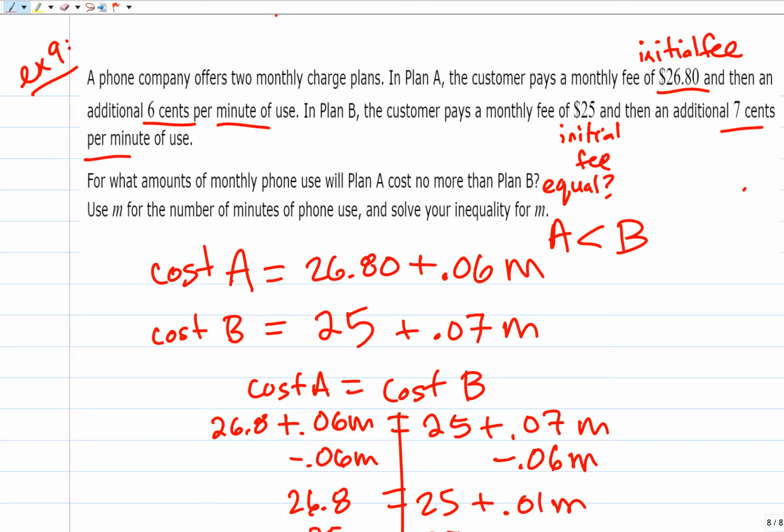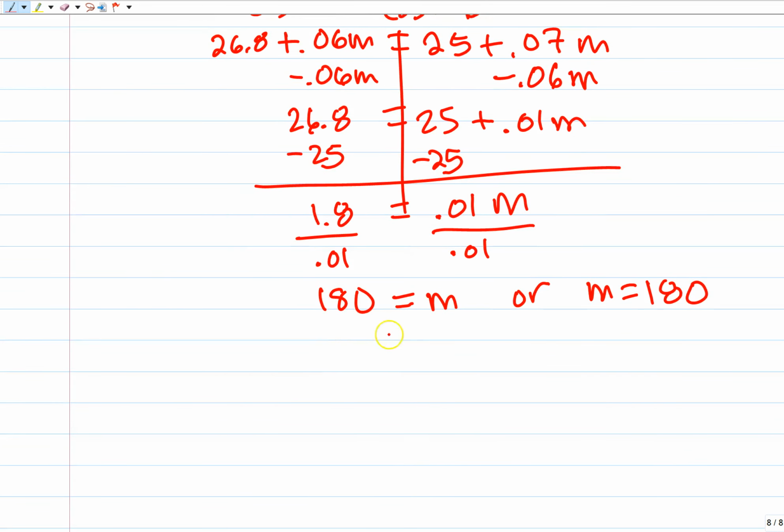That's a really stupid way of asking it, I think. So I will try to steer away from phrases like that. If a phrase like that came up on the test, I would help clarify it, because that's not the intent of the question. So we figured out they're equal at 180 minutes. How would I figure out when they're less than?